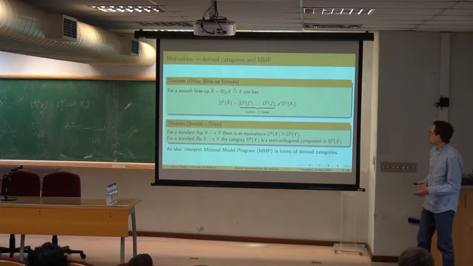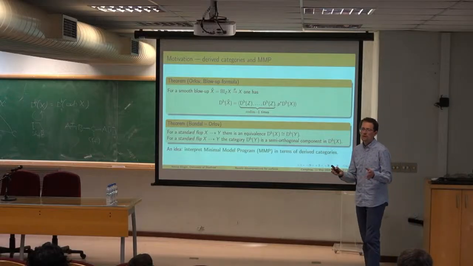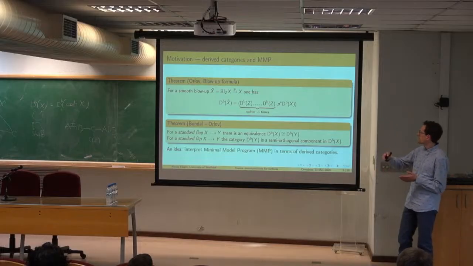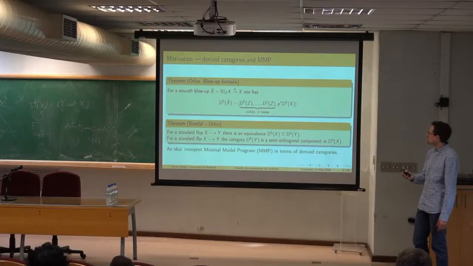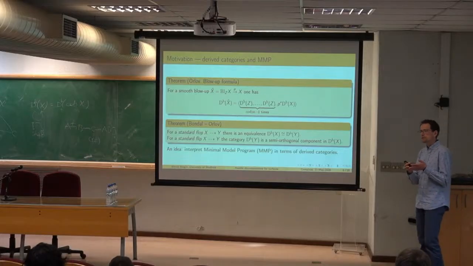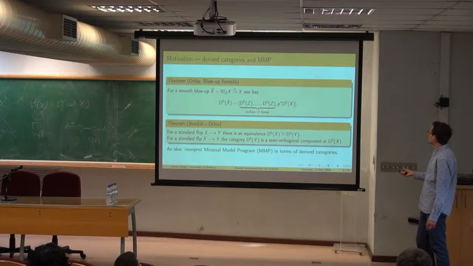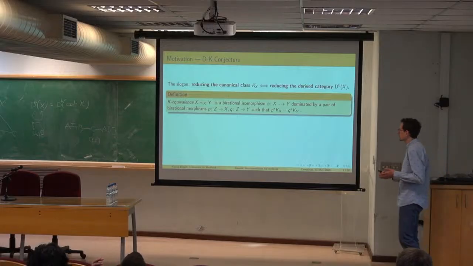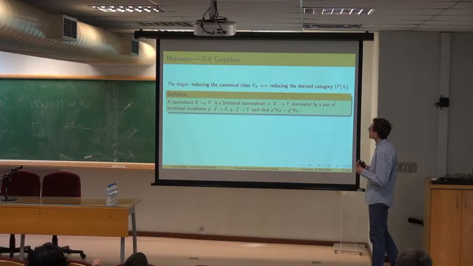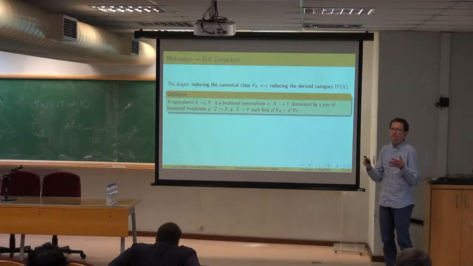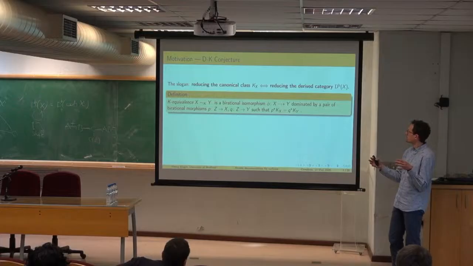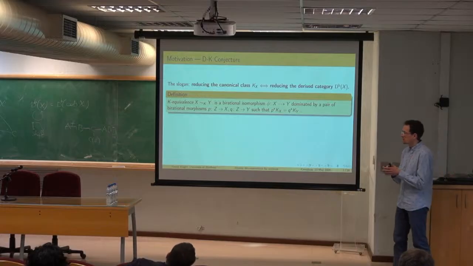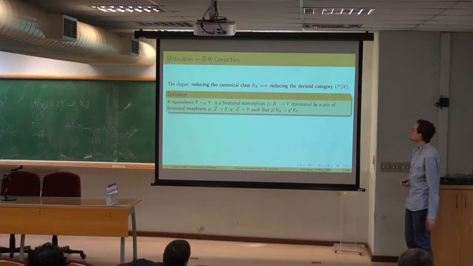So, the idea behind the minimal model program is that we try to reduce the canonical divisor. If it is positive on something, we want to contract this something and make the canonical class smaller. So that's the idea behind the minimal model program, and possibly the same could work for derived categories. We can replace varieties by reducing their canonical class and at the same time reducing their derived category by replacing it with some semi-orthogonal component.